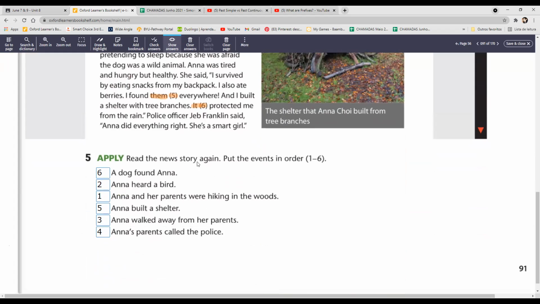All right, so now here, number 5, I already put the answers for you. Read the news story again. Put the events in order. So just to make it easier, I already put the answers there. Okay, guys, all you have to do is copy.